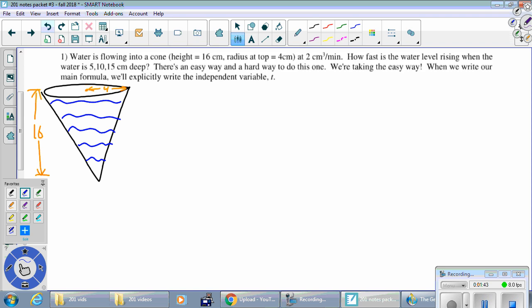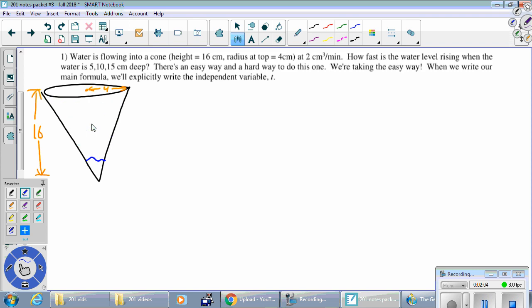Okay, so hopefully you said it was going to fill in fast and then slow, because there's not near as much space for that water to occupy at the bottom. So the water level is going to rise very quickly in the beginning, but then as the cone opens up, it's going to rise slower and slower and slower.